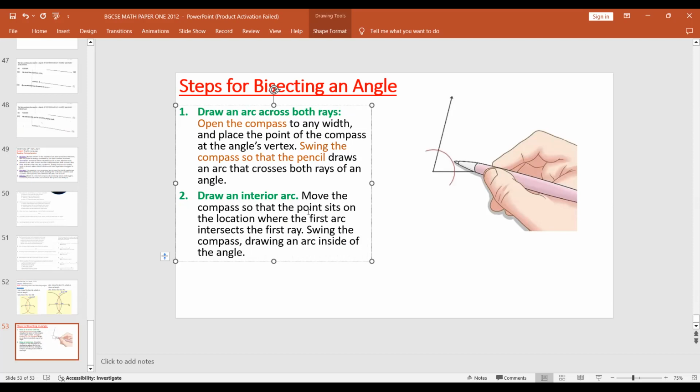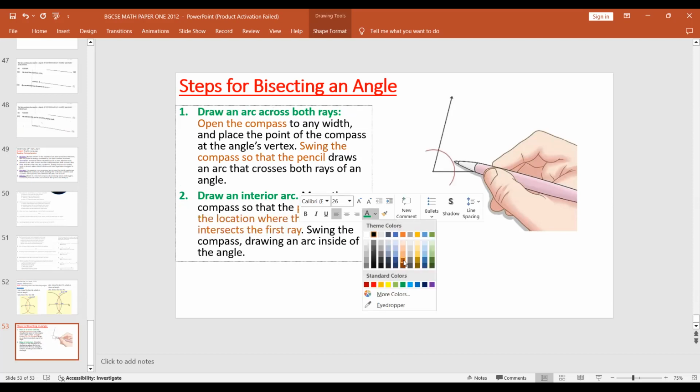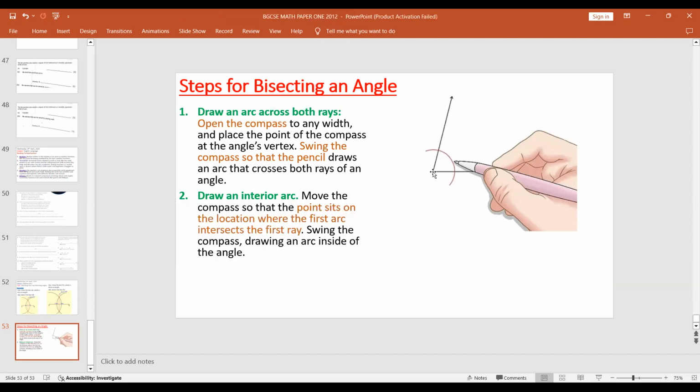Move the compass so that the point sits on the location where the first arc intersects the first ray. You could use either one of these points, but let's say where the first arc intersects the first ray. So let's talk about this one. You're going to draw an arc right there. So let me show you an example of that. Let me just show you how it looks.